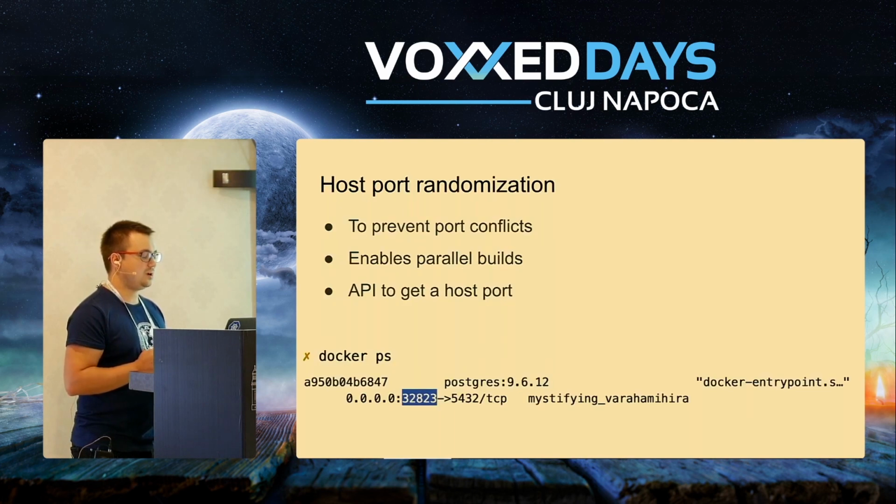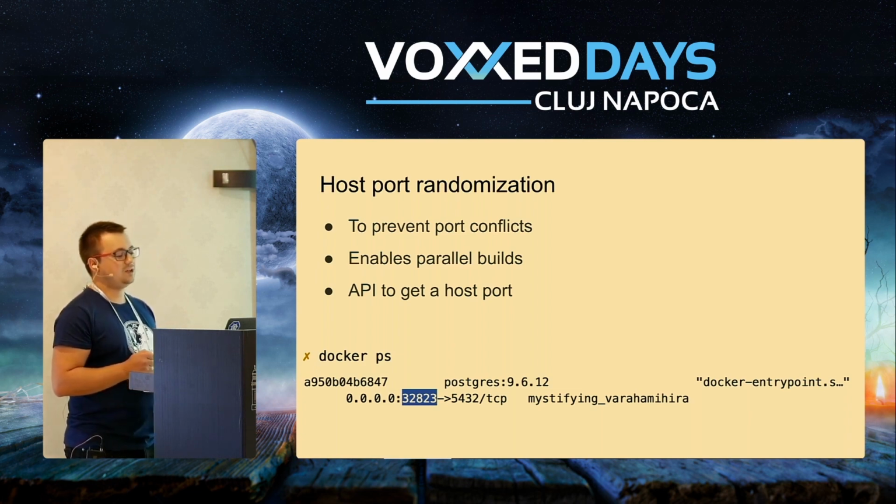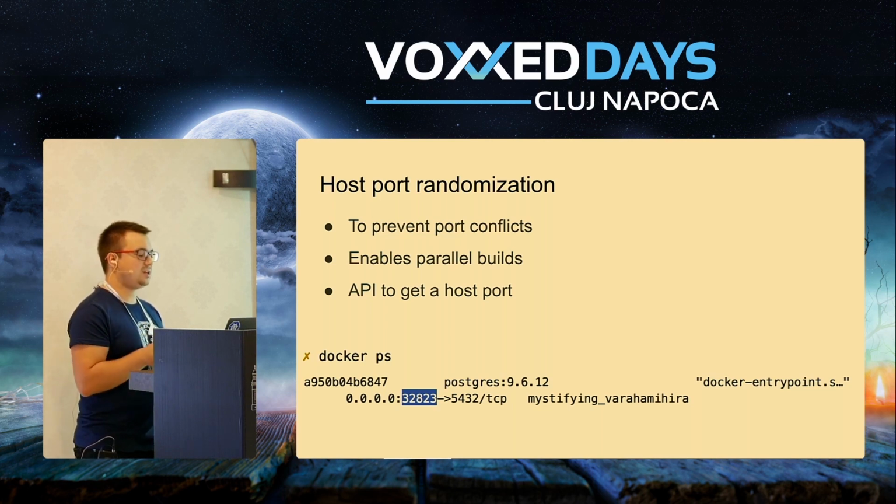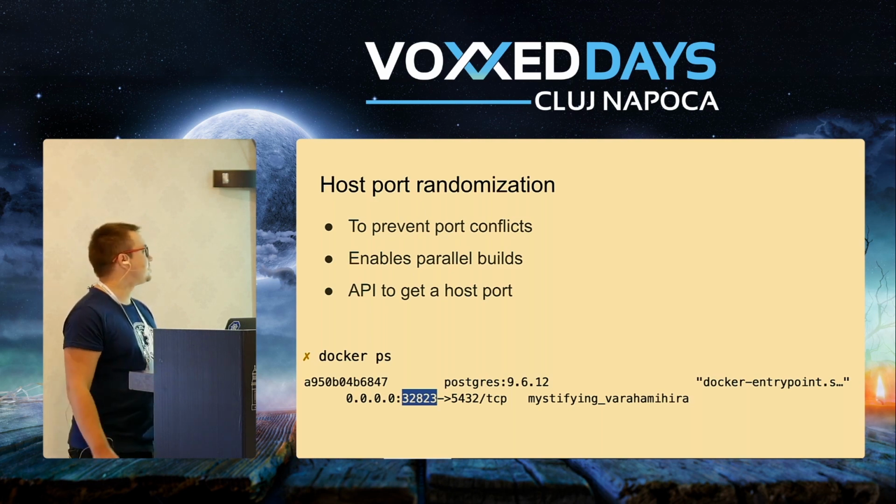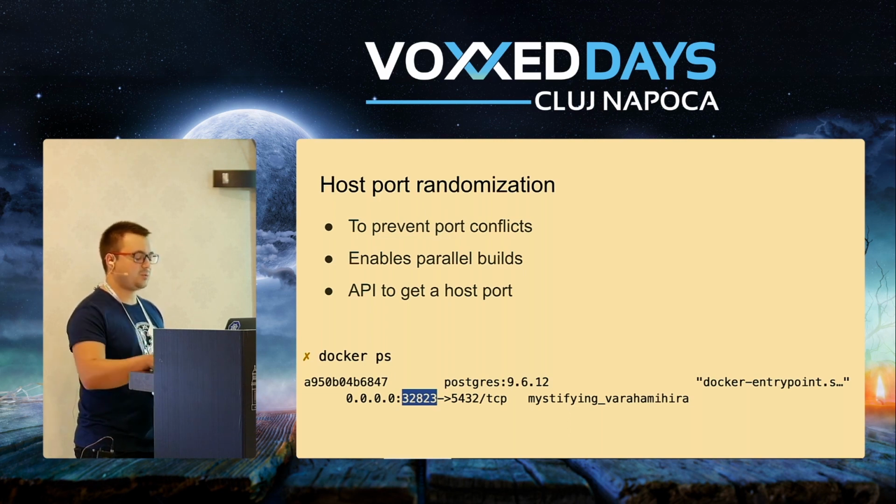So for host port randomization, that's a really cool feature, I think, for Testcontainers because it prevents port conflicts. You don't have to care to shut down old containers, or you can run multiple parallel builds on the same machine or same CI machine, and they will not fail because of port conflict, because at the host environment they will use different ports, but inside the Docker containers they will use the same port. And Testcontainers provides you API to get the host port. Because it's random, you need a way to get it. So it's provided by API.